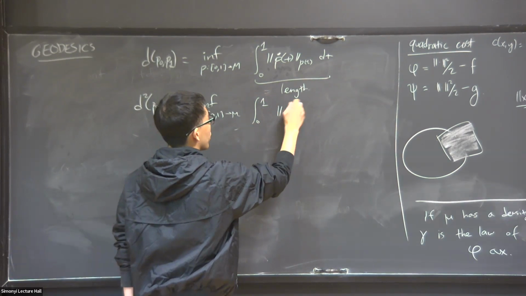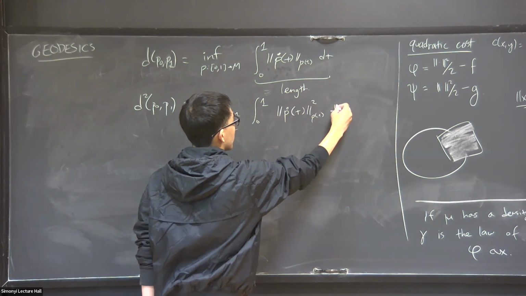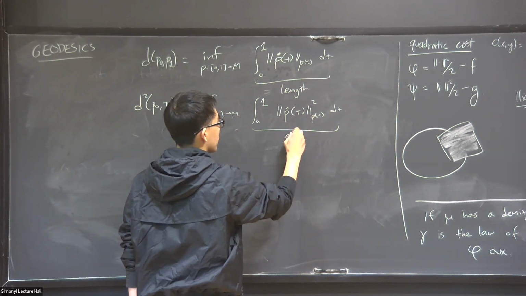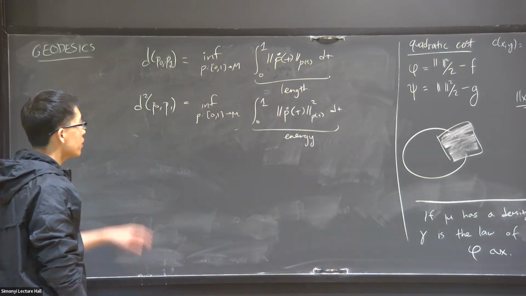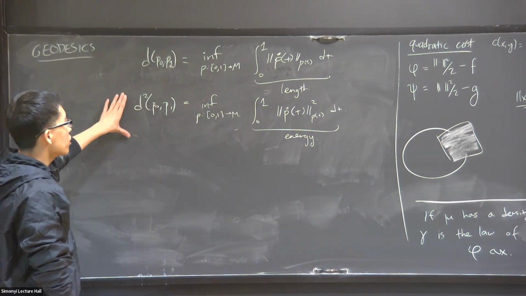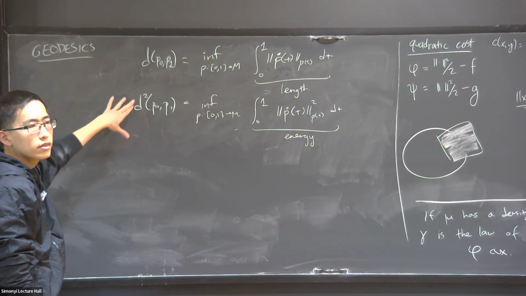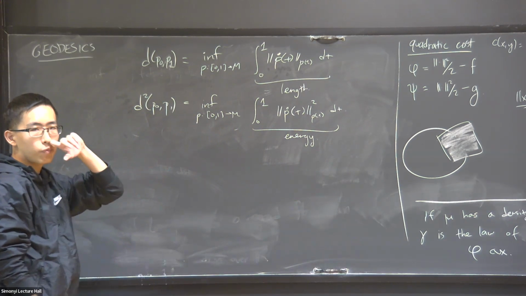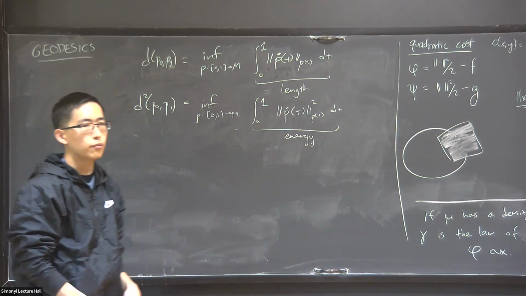It looks the same way, but we're going to put it this way. So now this is called the energy of the curve. And the advantage of this is that any minimizer to this second problem also has the constraint that it's traversed at constant speed. So this integrand is going to be independent of time at optimality.